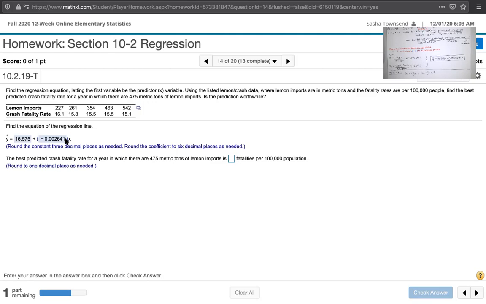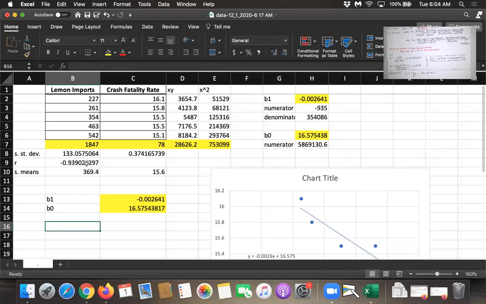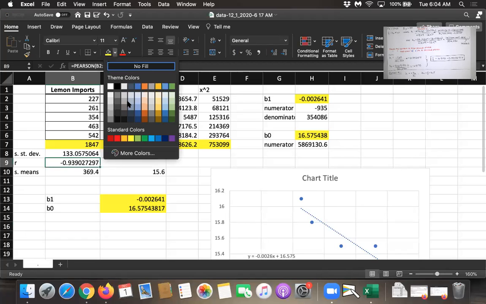Now, there may not actually be evidence of a correlation between those two variables, so we need to check that out first. That requires looking at our R value. So let's go back to Excel and look at our R value and then think about whether we have evidence of a linear correlation. Okay, so we computed our R value already. It's right here.